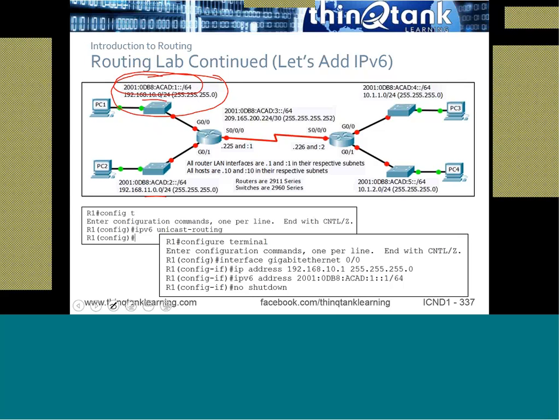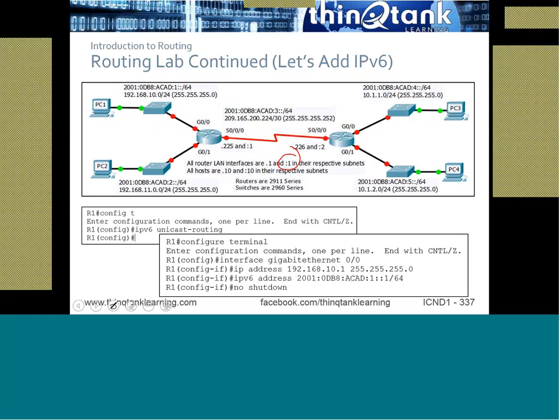/64 is 64 bits, isn't it? 2001 is 16 bits. 0db8 is 16 bits. ACAD is 16 bits. And 1 is 16 bits. So those are the network IDs. All of the router LAN interfaces are :1 in their respective subnets.